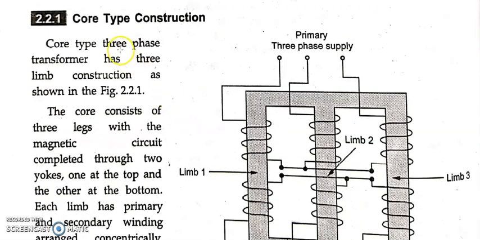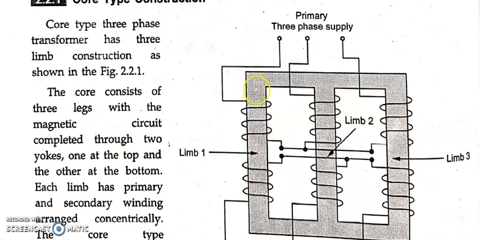At first let us see the core type construction. See, this is your three-phase core type transformer. I already told you, in core type transformers the winding surrounds the core, whereas in the shell type the core is surrounding the windings, so it is called shell type. Here the winding is surrounding, so it is called core type. Three-phase means obviously I need three circuits. One is this, that's R, another is Y, another is B. So we have three limbs here.